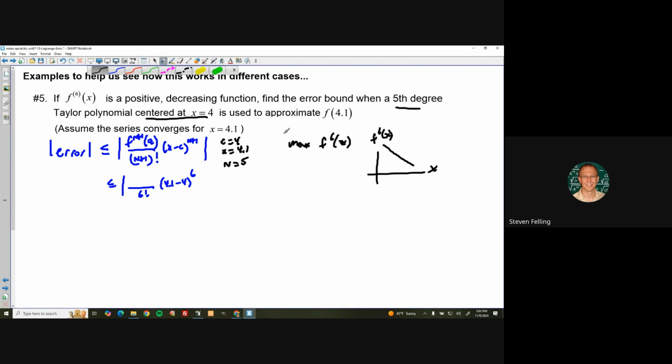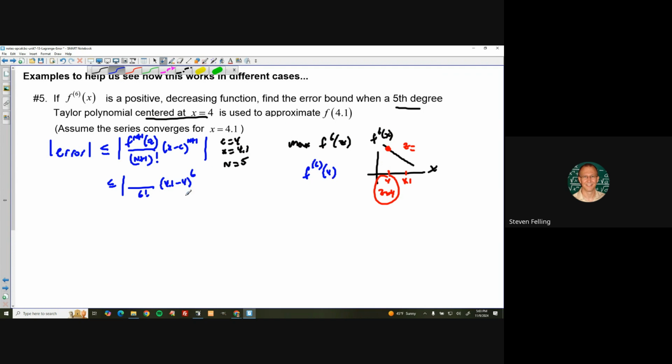All right, and so where are we? We're centering at 4. We're evaluating at 4.1. So if this is a decreasing function, that means this will be maximum at the left edge. So the z is going to be this 4 here. This is the z. So for the maximum of that, we're going to say the max is evaluated at 4.